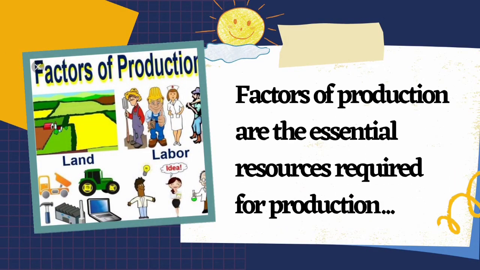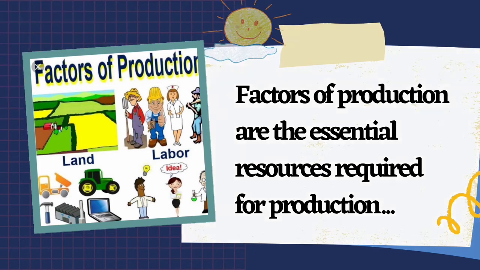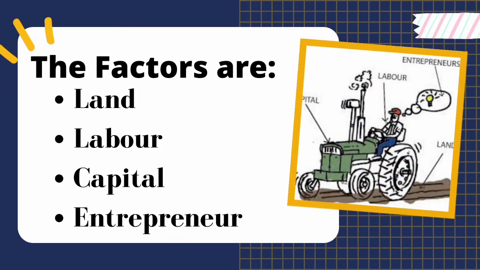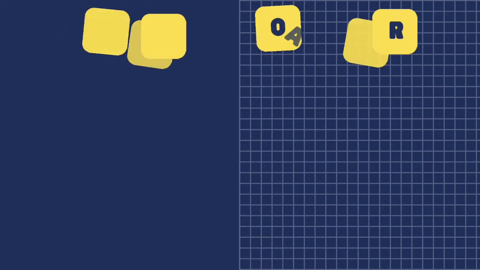Welcome back. Thank you, Professor Dave, for the teaching. Factors of production are the essential resources required for production. Now, the four factors of production are land, labor, capital, entrepreneur. Let's take a look at labor.